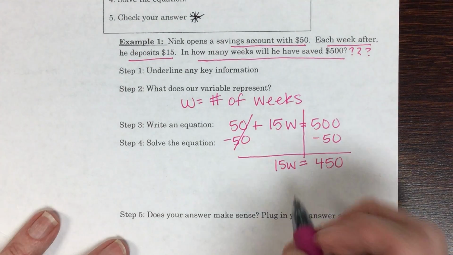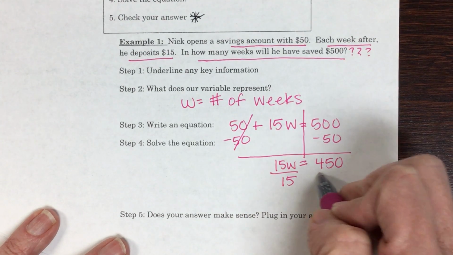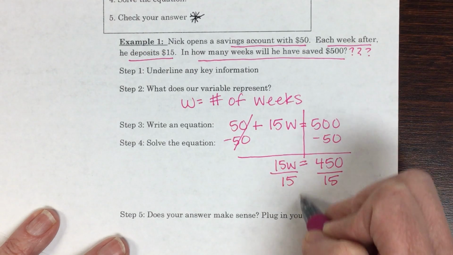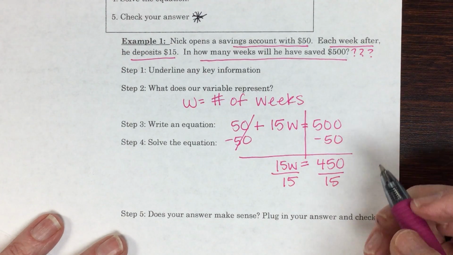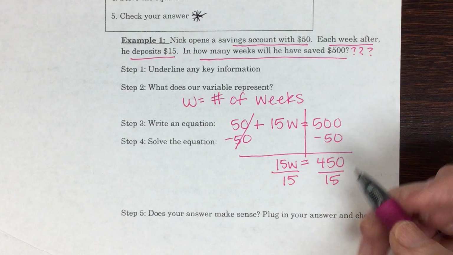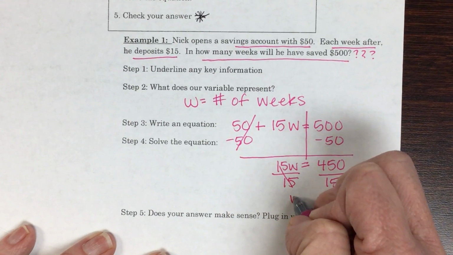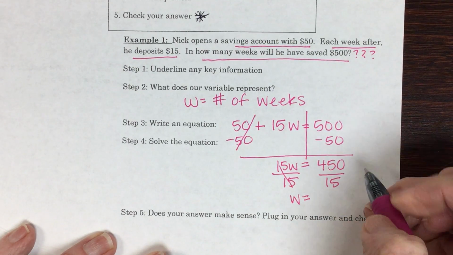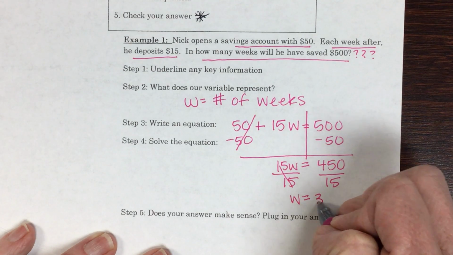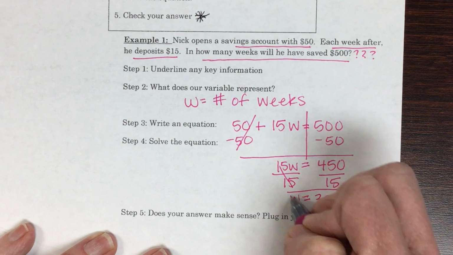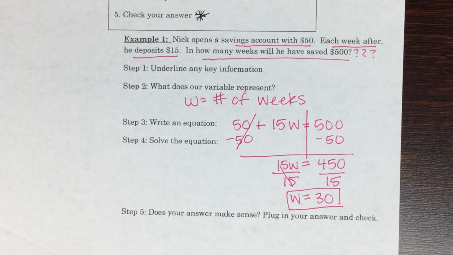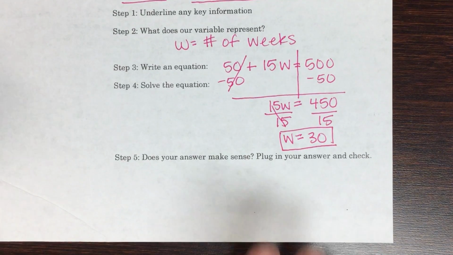Now I'm going to divide both sides by 15. 15 divided by 15 leaves me 1. So I'm left with W, and 450 divided by 15, W equals 30. So we're saying it's going to take him 30 weeks plus the $50 he put in originally to make that $500 in savings. But instead of me just guessing that I got the answer right, I'm going to go ahead and plug it back in.